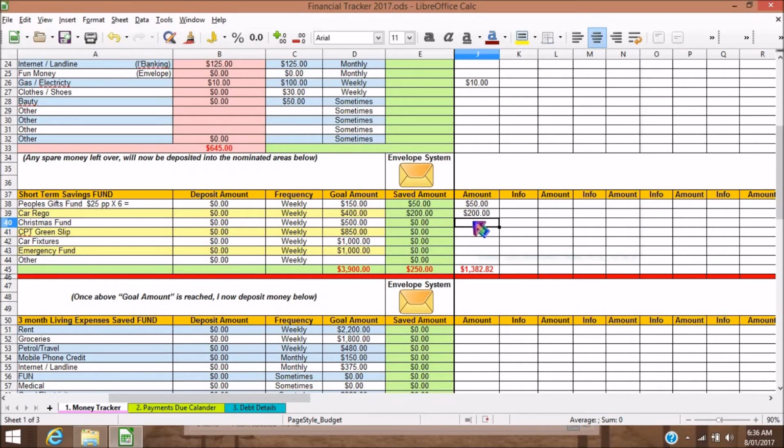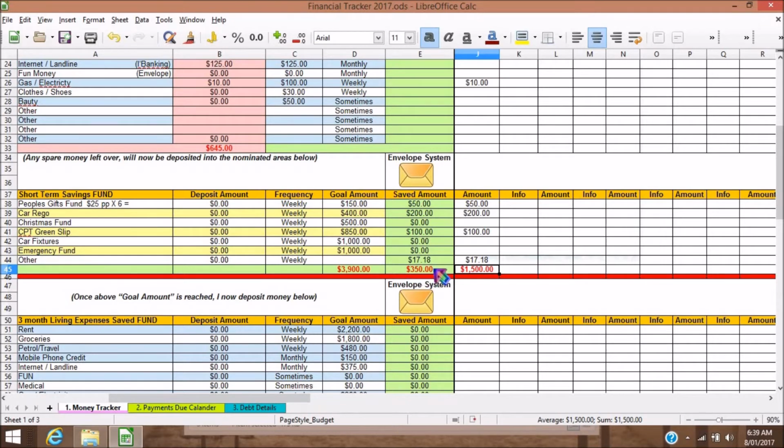Christmas, I don't start my Christmas deposits until the first term is over. So we've just started the new year, so I won't be putting anything into the Christmas fund. My green slip, which is my car insurance, I need to put in another, let's say 100 in that one. That's for my car. So I'm going to deposit $17.18 into my emergency fund, the last of my money. That brings it up to $1,500. So I've officially spent my whole pay packet.